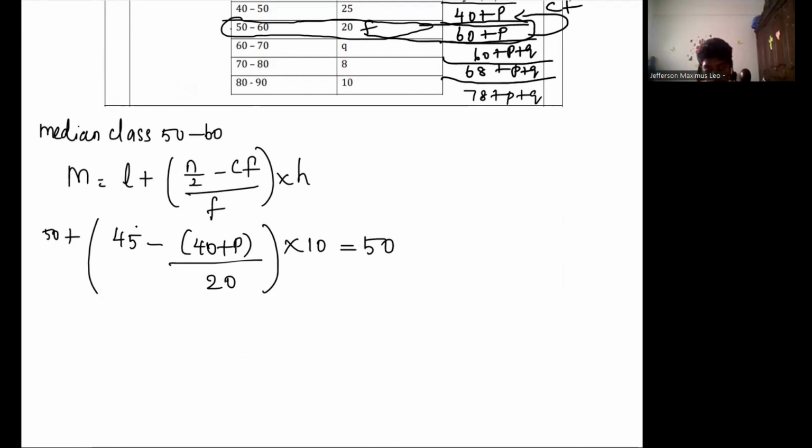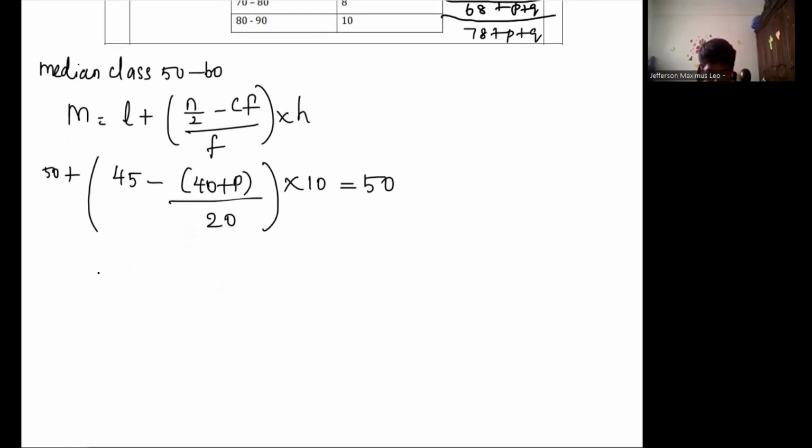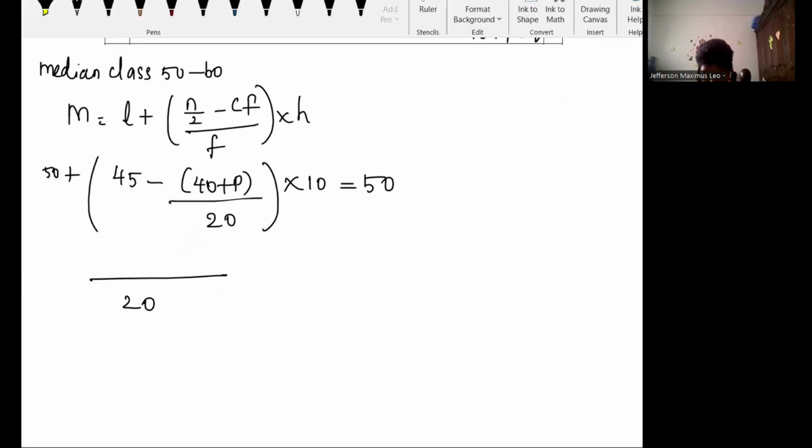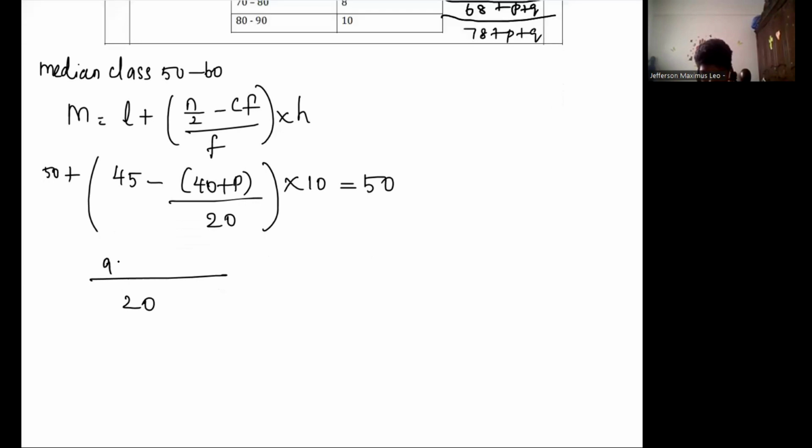Median is given as 50. This 50 goes to the right side, so 50 minus 50 is 0. Don't cancel this 10 into 20 because it is by 1 only. We can cancel after taking the LCM, not before. So I take the LCM 20. 45 times 20 is 900.